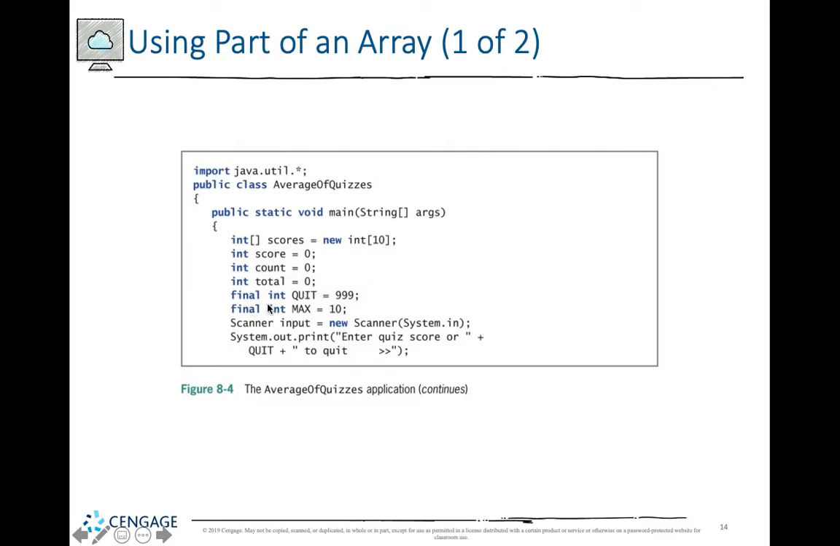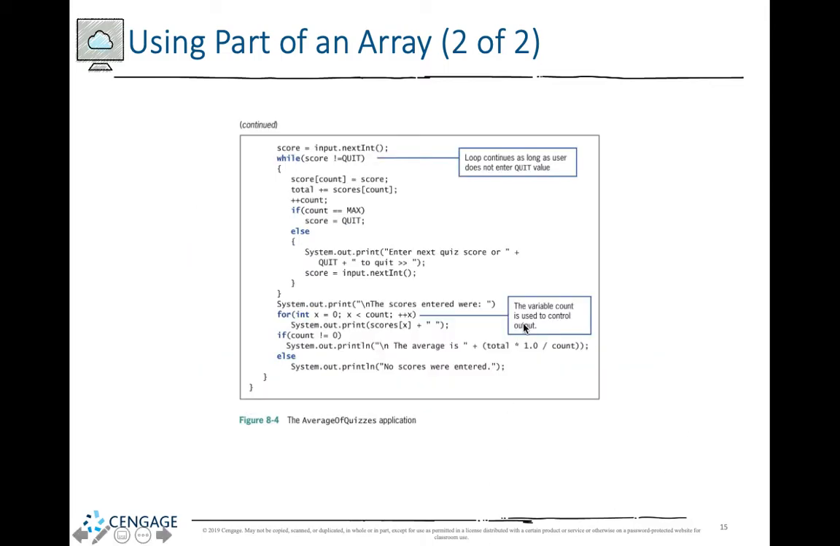And then we have this final int declaring a constant called quit, which is our sentinel value of 999. We have another constant called max, which is of type int, which equals 10. And we're going to tell it to iterate or do something with those values. So we take a scanner, we're reading in the input: enter a quiz score or quit, which is 999, to exit. All right, let's look at the rest of the code.